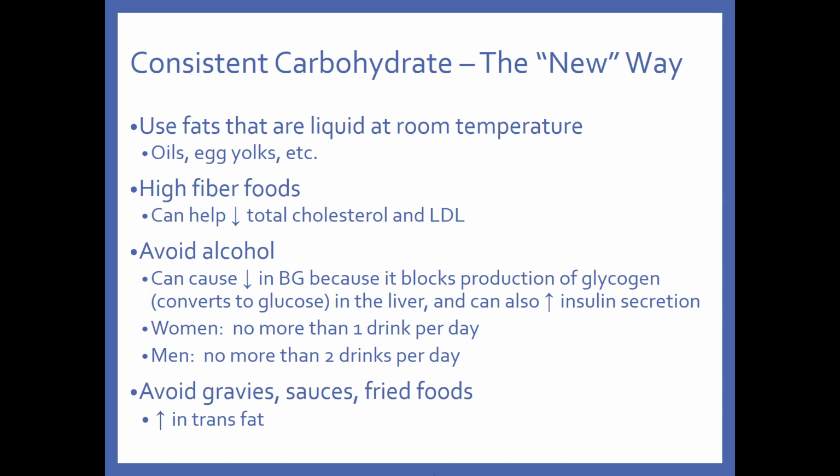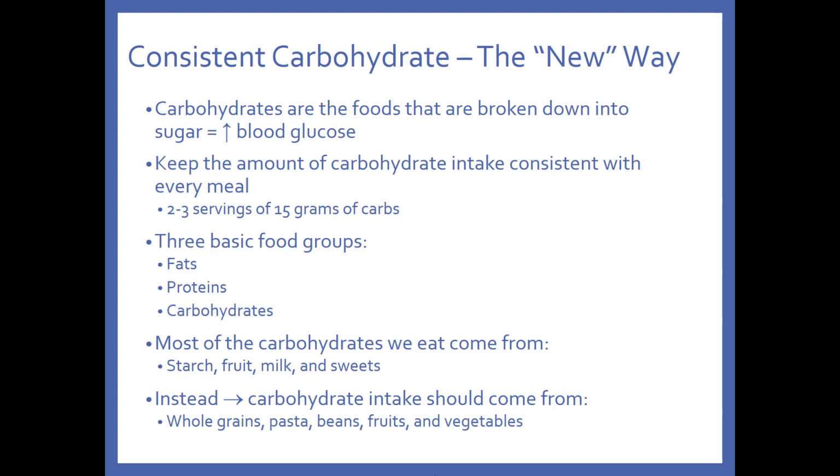And then avoiding those very high fat foods like gravies, sauces, fried foods, those definitely need to be avoided in the diet. And then carbohydrates, those are really the foods that are broken down mainly into sugar, and that's what's going to give that direct correlation of an increase in blood glucose. So the patient needs to keep the amount of carbs that they're taking in consistent with each meal day to day. And so the recommendation is 2 to 3 servings of 15 grams of carbs.